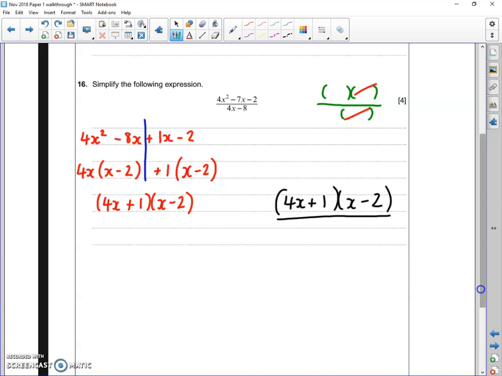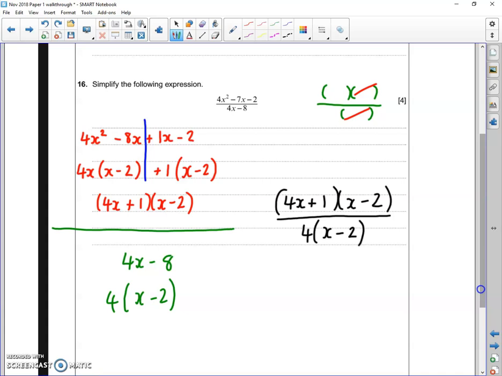The bottom of the fraction is nice and easy to factorize, actually. It's a single bracket. You've just got to look at what they both can be divided by. So 4x minus 8, they both divide by 4. So 4 comes outside, leaving us with x minus 2 inside, which is a very good sign because I've already got an x minus 2 on the top. So I can strike through, cancel those out, and my final answer would be 4x plus 1 all divided by 4. Okay.